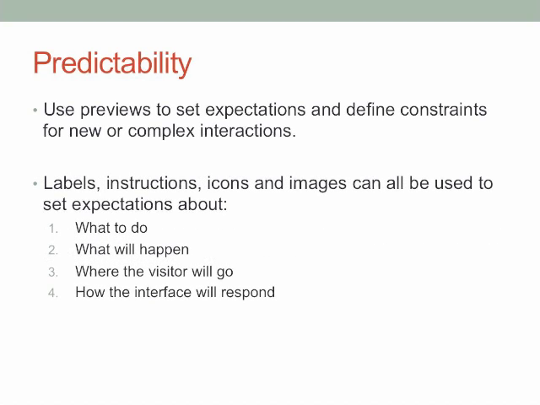In order to have predictability in interaction design, you can use previews to set expectations and define constraints for new or complex interactions. For instance, you can show the end outcome while the interface loads. Predictability can also be set by using labels, instructions, icons, and images. All the above can be used to set expectations about what to do, what will happen, where the visitor will go, and how the interface will respond.